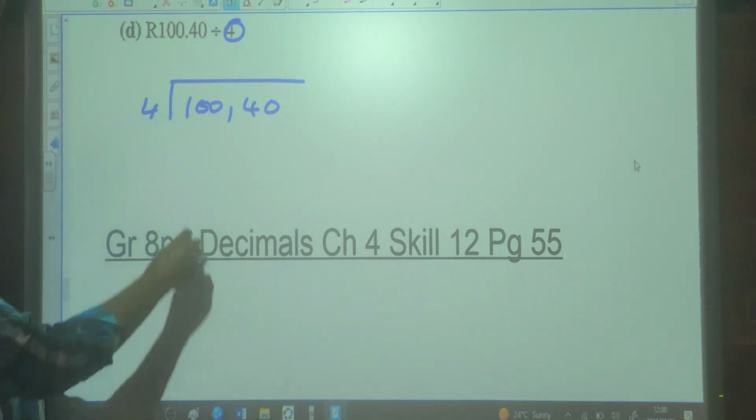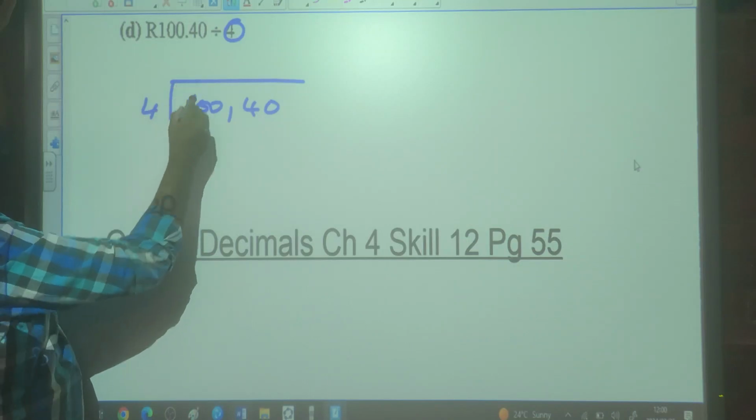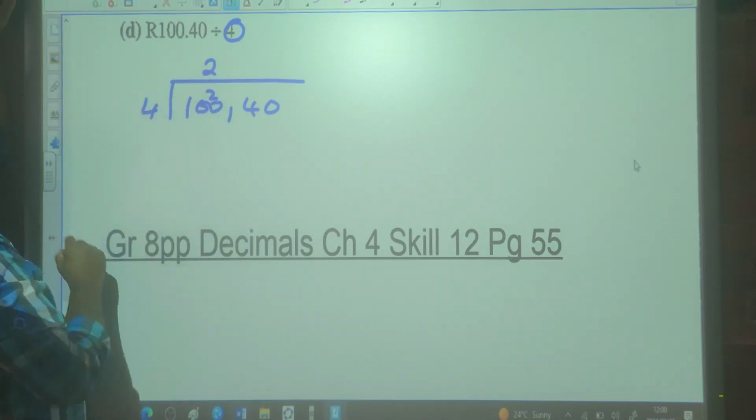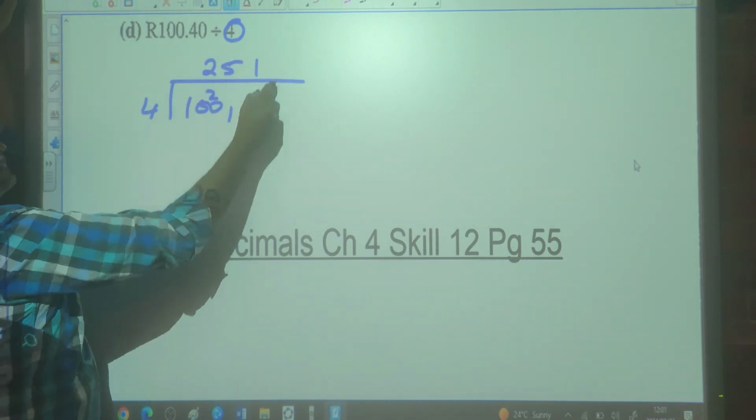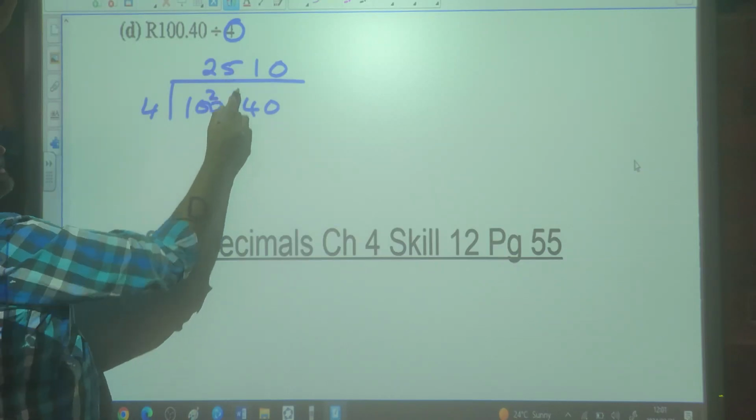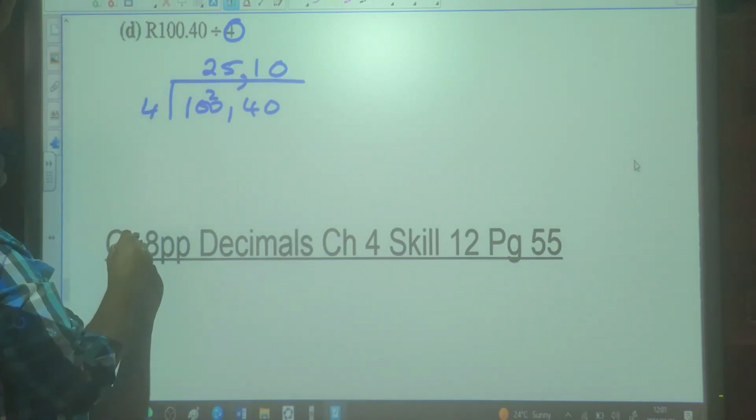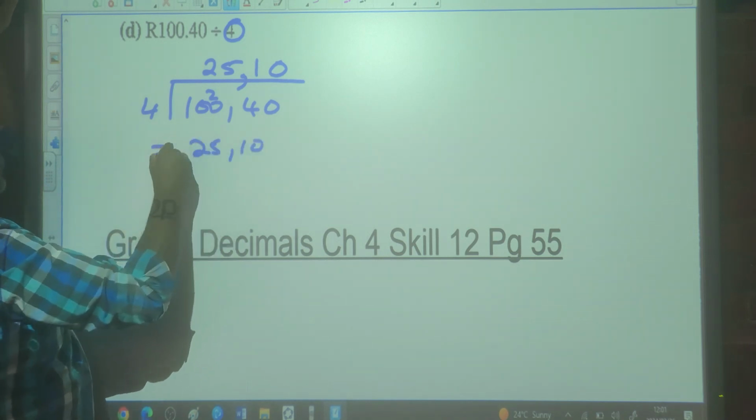So what is 4 divided by 10? 4 can't go into 1, so it's 2, remainder 2. 4 going into 20 how many times? 5. 4 going into 4? Once. 4 going into 0? 0. In line with the comma. So 100 rand and 40 cents divided by 4 is going to be 25 rand and 10 cents.